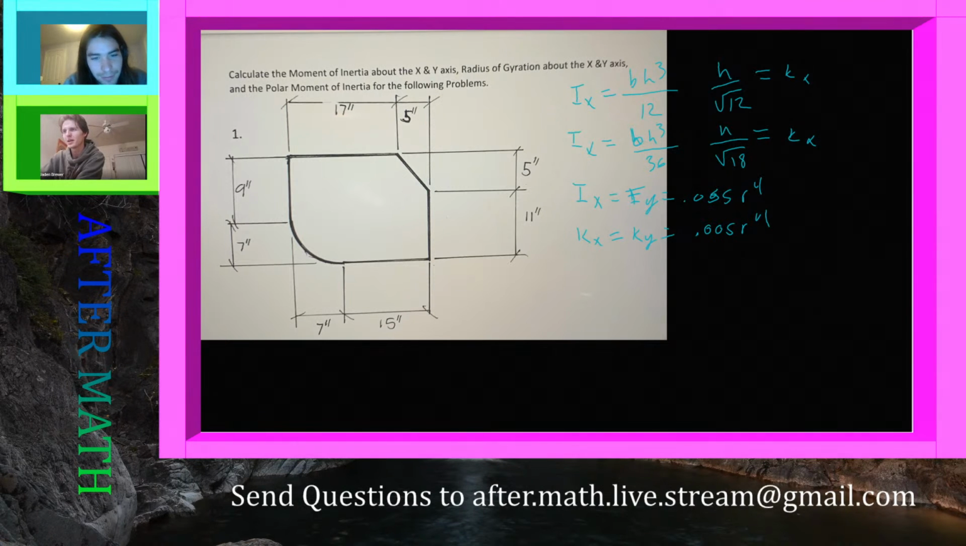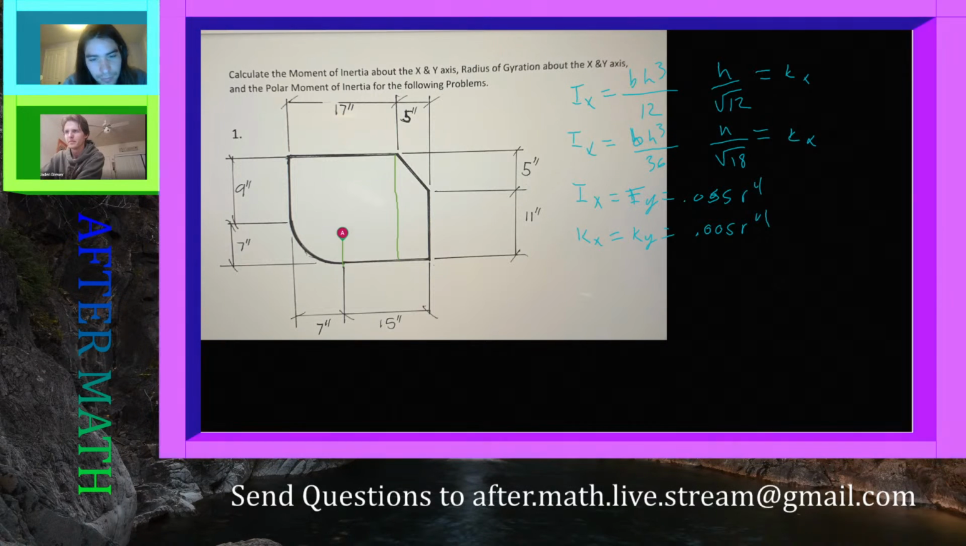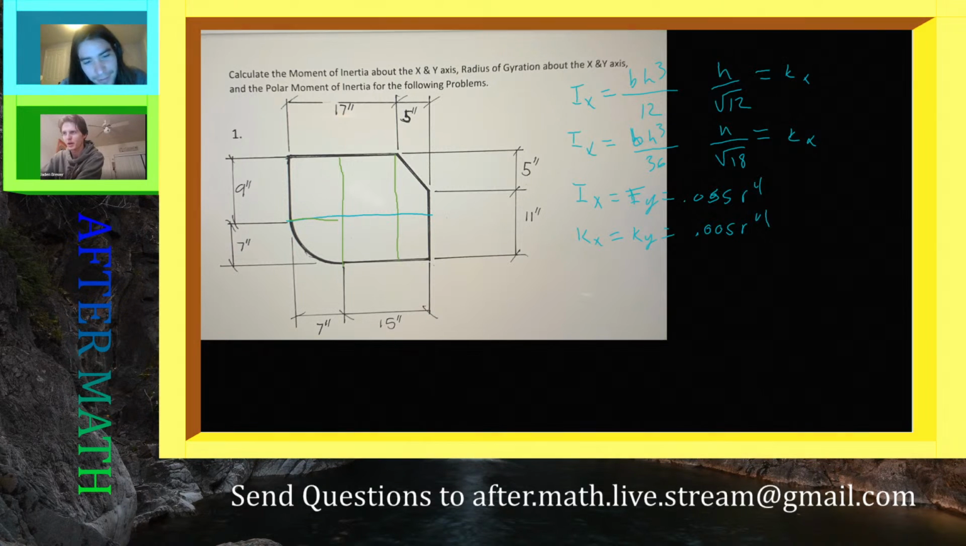We could probably chop it down here. Boop. Then chop it from the start of this circle. Boop. That gives us a rectangle, right? And we could chop it right here. Boop. We get a quarter circle. Yeah. Chop it right here. Boop. We get a triangle.